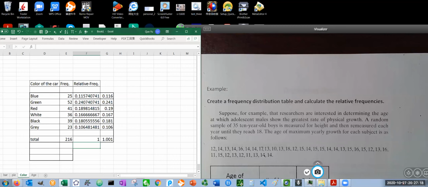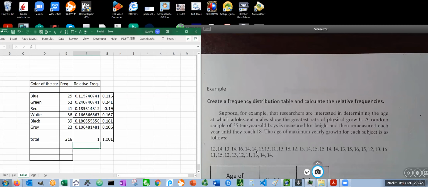Now, how many numbers do we have? Actually, if you count, it's 35. Not surprised, because they measured 35 boys. Each boy has this particular age at which he grew fastest. So this totally makes sense. Now the thing is, in order to understand at what age in general people grew fastest, or maybe slowest, if we need that data, we have to organize this data.